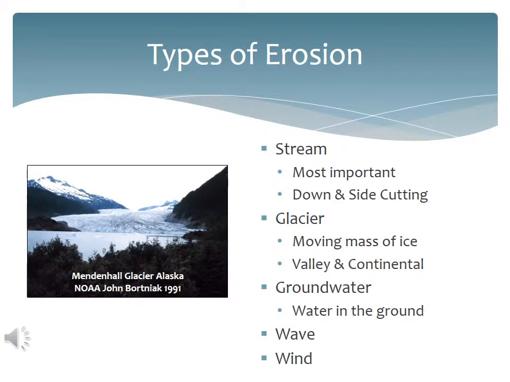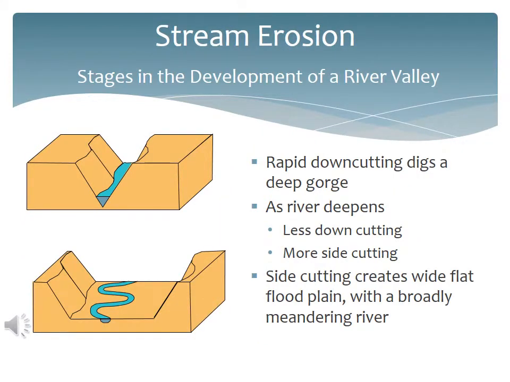Erosion is breakdown and transport of materials. Stream erosion is the most important type of erosion on the face of the Earth. Fast-moving rivers tend to downcut rapidly, and so your mountain streams do a lot of downcutting, but as they downcut, this decreases the slope. The river slows down, and as it slows down, you tend to have more side cutting taking place. It cuts into one bank, piles a sandbar up against the other bank. If you keep this up long enough, you end up with a wide floodplain and a meandering river.